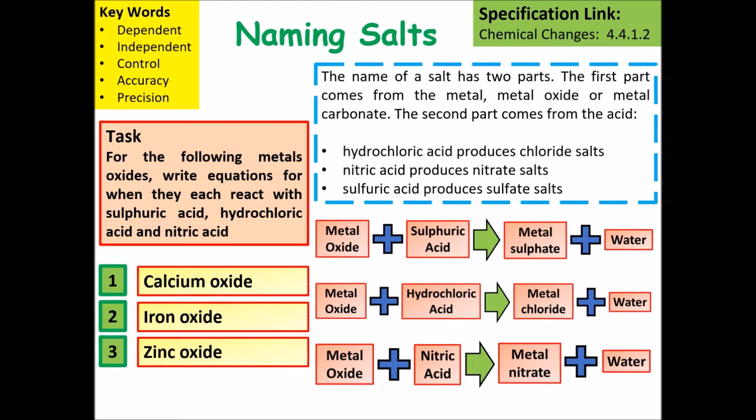So, for instance, if we had calcium oxide and we react that with sulfuric acid, we would make calcium sulfate plus water. If we had calcium oxide plus hydrochloric acid, we would make calcium chloride plus water. And finally, if we had calcium oxide plus nitric acid, we would make calcium nitrate plus water.